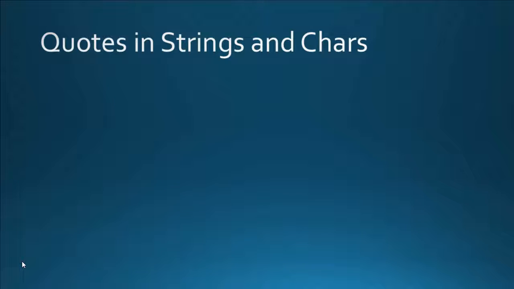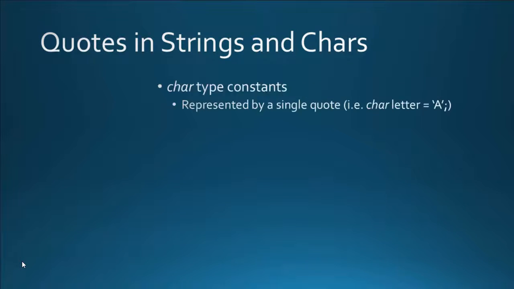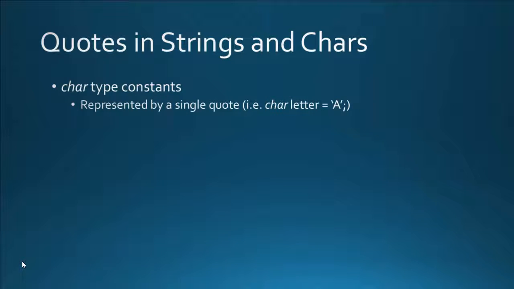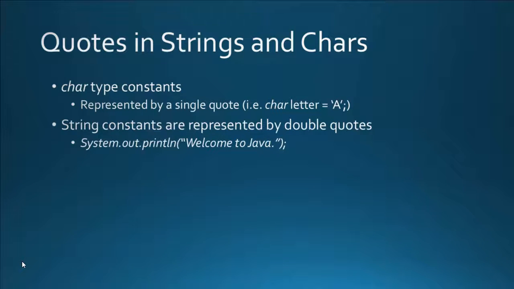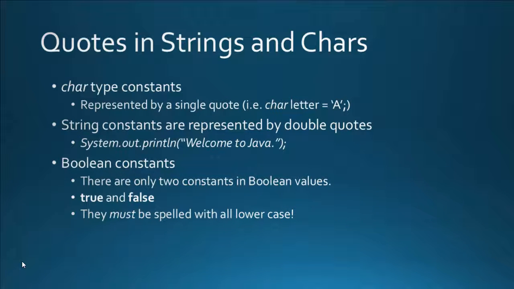Let's talk about quotes, particularly in strings and chars. Char represents constants here, and it uses a single quote. So, for example, char letter equals 'A'. We just use a single quote on it. A string uses double quotes, like System.out.println("Welcome to Java"). Anytime you see a single quote, that's a char; double quote, it's a string. And then we also have Boolean constants to talk about. There are only two things to really worry about in Java with Booleans: they're either true or they're false.